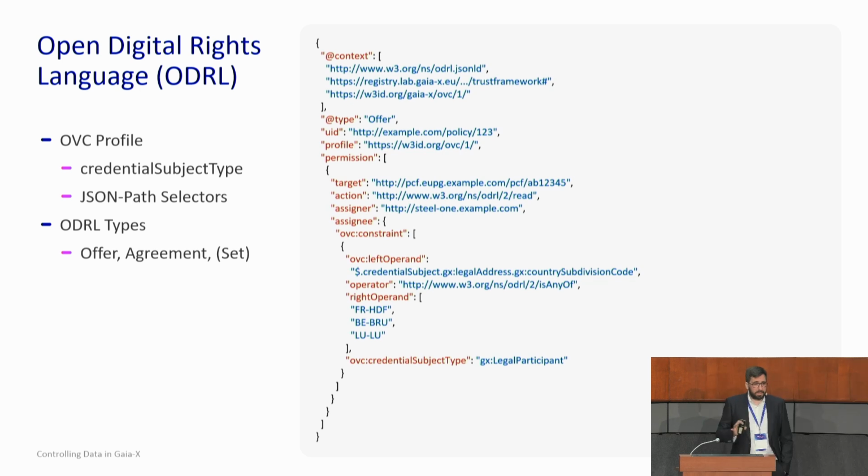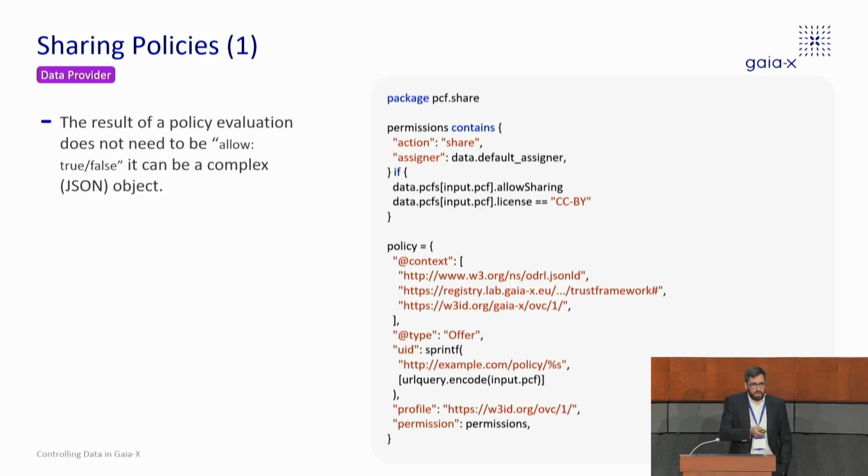So, Open Digital Rights Language, I have pretty much the same example that Yassi used earlier. We put an ODRL offering on the data offer, and then we can restrict it. In this case it's a permission, and the permission is then constrained to some region, I think. So this is what we do.